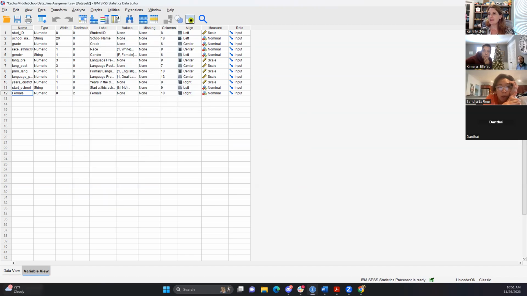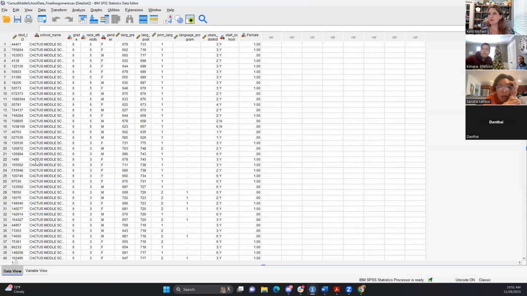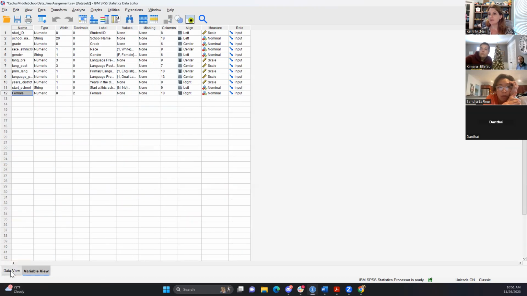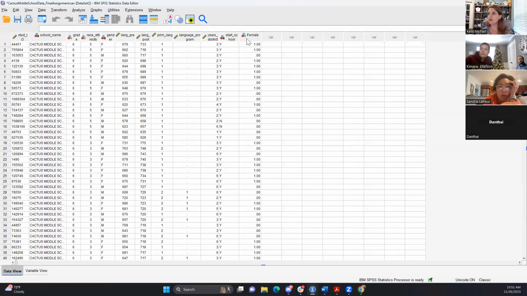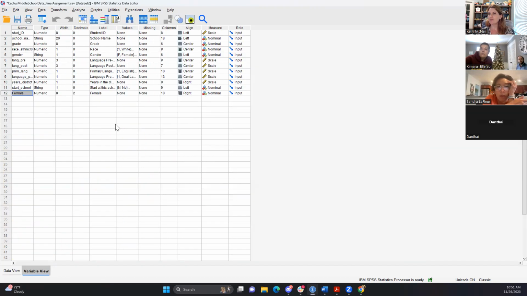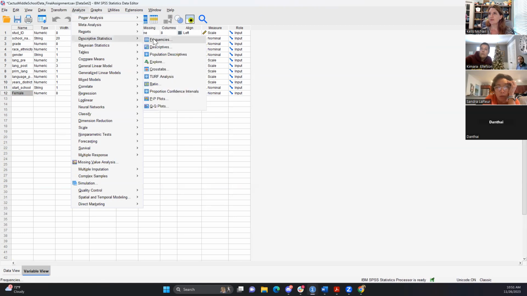And then just pick female. I mean, I could go to the data view. That's what you wanted to see, right? No, we don't want to see that. The data view shows us for female, but we don't. Go up, go up to descriptive. Go back up to analyze, descriptive, frequency.